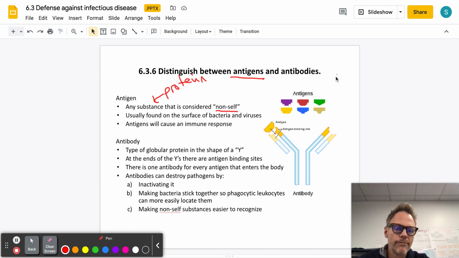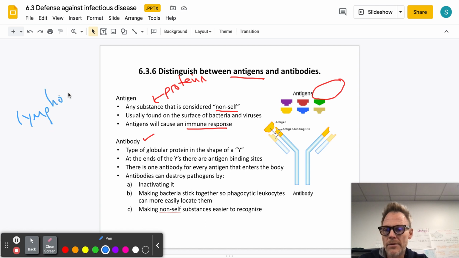So if we were going to draw maybe a little bacterium here, this little green thing could be the protein on the surface of this bacterium. And the result is an immune response. Your body will recognize these things as not being you, and it will start producing something called antibodies. Antibodies are made by a type of cell called a lymphocyte.